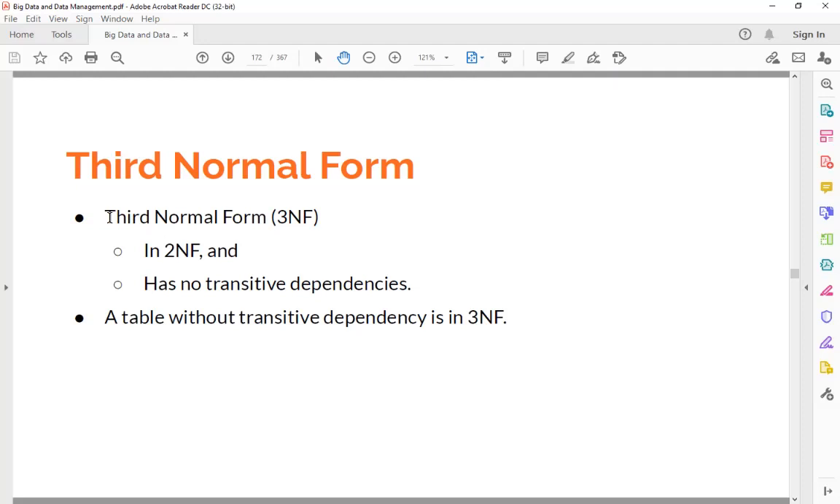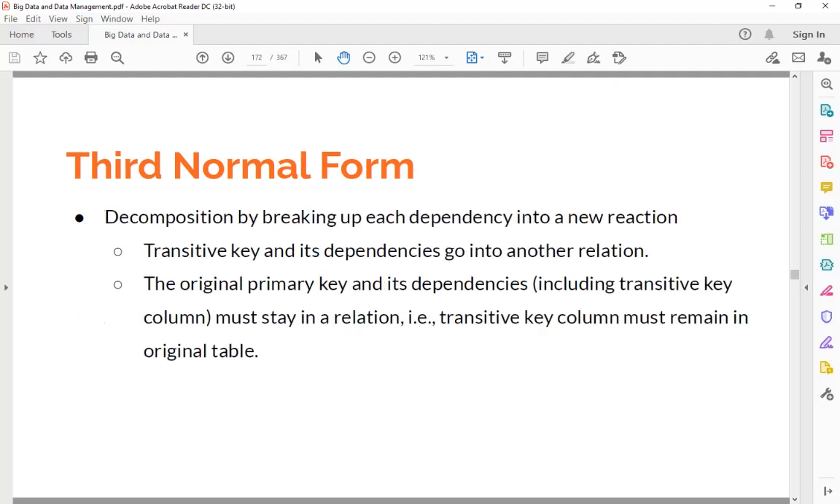If a table does not have any transitive dependency, we say it is third normal form compliant. Third normal form: a table is in third normal form if it is in second normal form and has no transitive dependency. Then how do you remove transitive dependency? You will do the decomposition by breaking up each dependency into a new relation. Note that this is the same as how we do decomposition for second normal form, right?